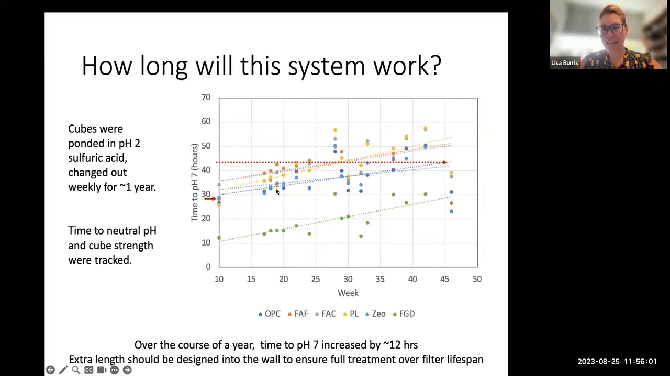And so what we see over time is about a 12-hour difference from week 10 to week 50 in the time it took to increase to pH 7. That would be a pretty significant increase in wall length if you're wanting your water to stay trapped in that wall for 12 extra hours. So you could extend and over-design the wall to ensure that your water is inside of the treatment filter for longer. Or this may suggest that over time we're going to lose the effectiveness of the filter and we'll need to replace it within the year.